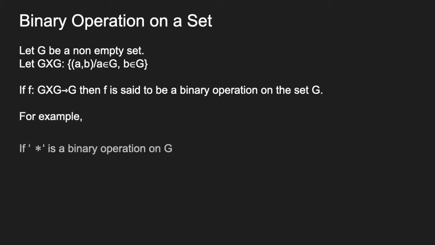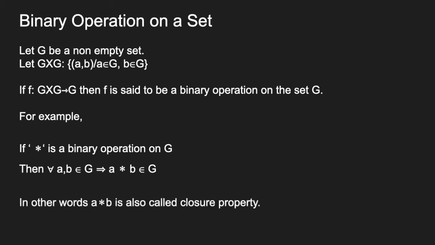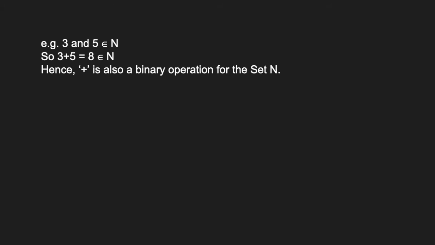For example, if star is a binary operation on G, then for every A and B belonging to G, A star B also belongs to G. In other words, this is also called the closure property. That is, G is closed with the operation star. For example, let us take 3 and 5. Both belong to the set of natural numbers, that is N. Now, their addition, 3 plus 5, that is 8, also belongs to N. So we can say that the operator plus is a binary operation for the given set N.